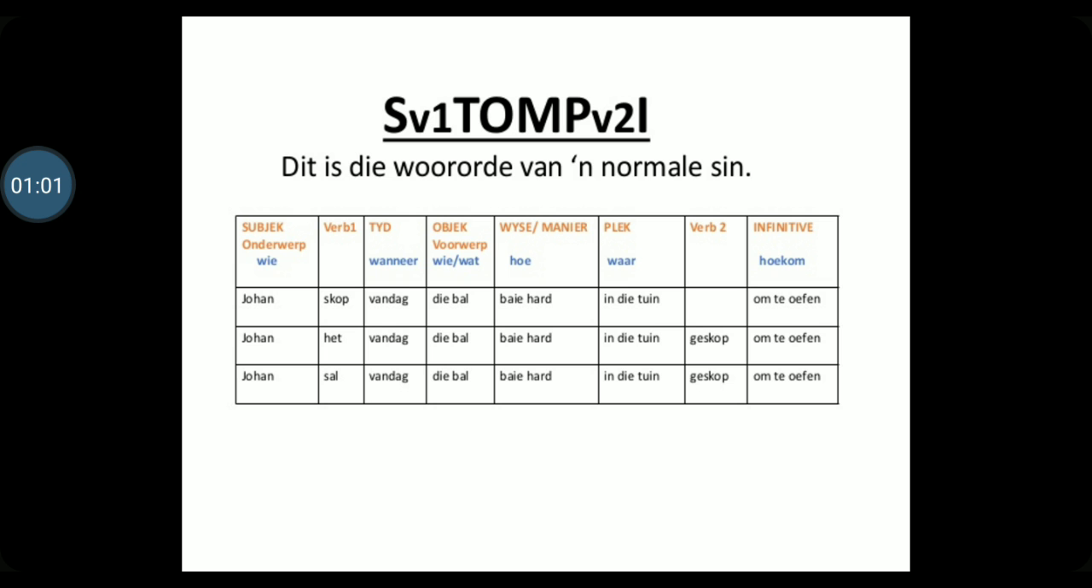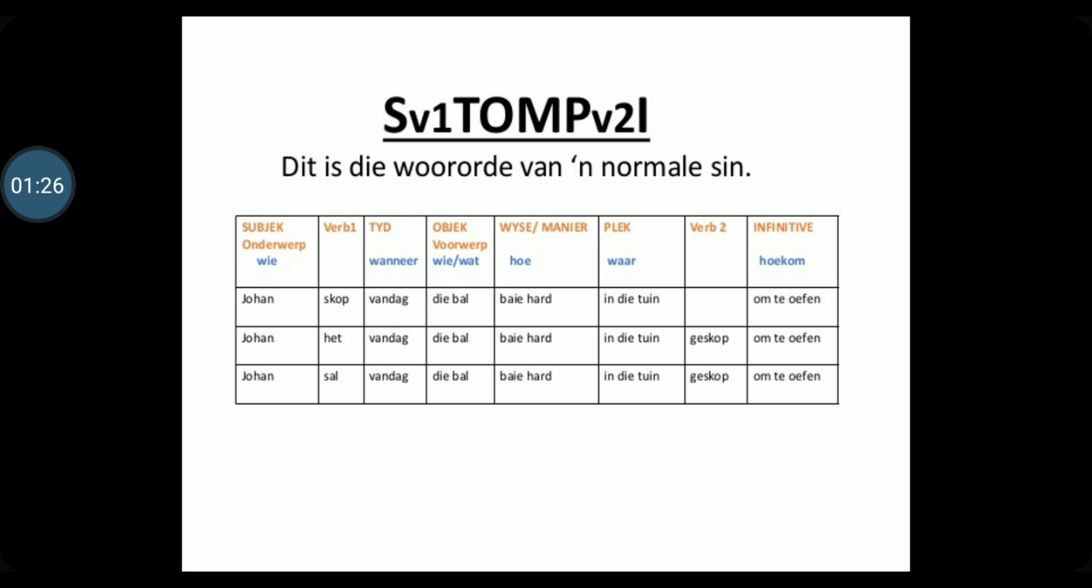Good. Then you will have your first verb. Then the T stands for time, or in Afrikaans tyd. So when does this take place? Wanneer. Then the O stands for object, or in Afrikaans voorwerp. Die wie of wat. So in the sentence, Johan skop vandag die bal. Die bal is the object.